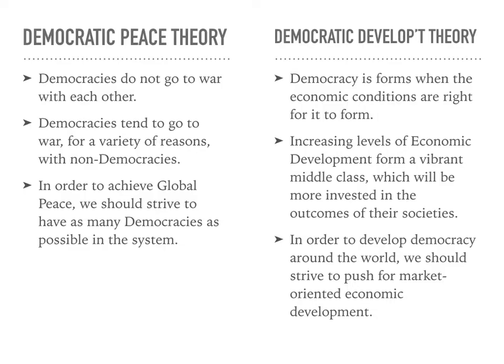Now let's combine these two theories. Democratic peace theory: democracies don't go to war with each other, and they tend to go to war with non-democracies. And so the goal should be to have as many democracies as possible. And democracy forms when the economic conditions are right for it to form, which means that you want to have increasing levels of economic development, which form a vibrant middle class, more invested in the outcome of their societies. And so in order to develop democracy around the world, we should push for market-oriented economic development. Put the two theories together and you have a cohesive idea for what you should do.